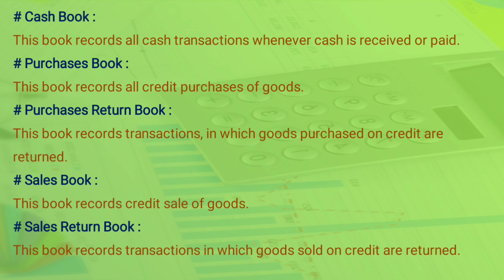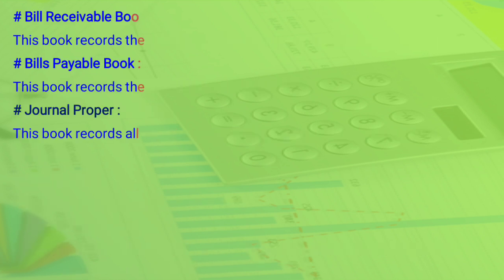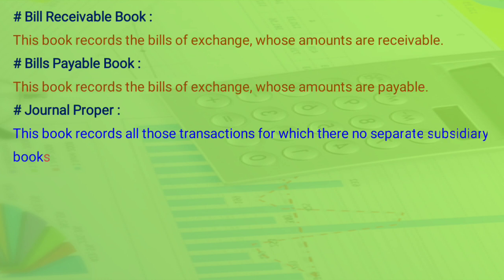Then after that, sales book. In the sales book we used to record credit sale of goods and sales return. If sold goods returned to us, then we used to record it in the sales return. Then after that we have bills receivable book, bills payable book and general proper.